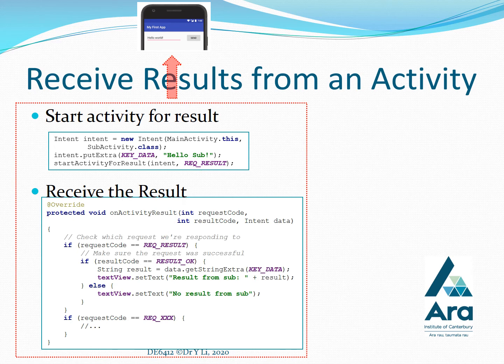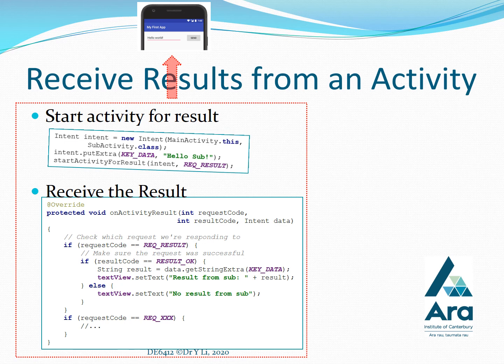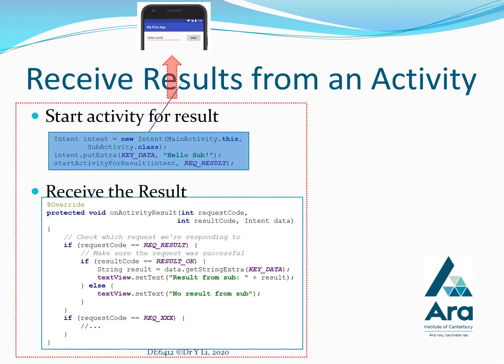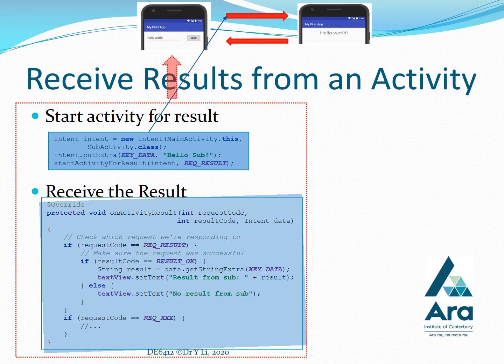To summarize, when the user clicks this Send button, this Java code will be executed. The sub-activity is then started. When the sub-activity is finished and closed, it will return to the main activity, and the onActivityResult method is called with the request code we just used, which is this one.